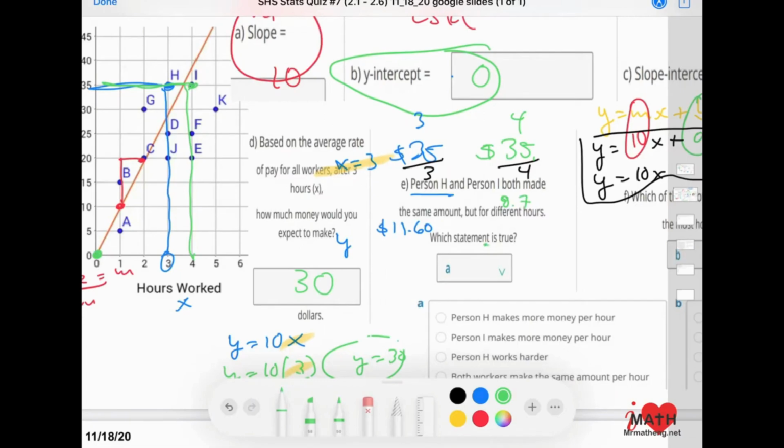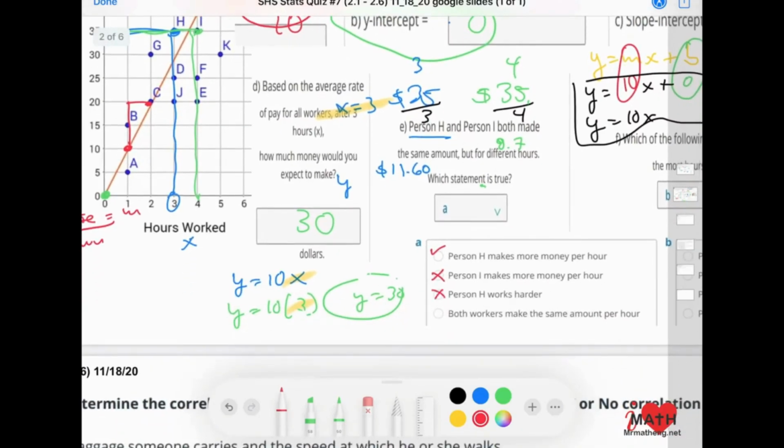So that's singular. H makes more money per an hour. Yes. I makes more money per an hour. No. Person H works harder. I think they both work hard. Both workers make the same amount per an hour. And my answer would be for E here.